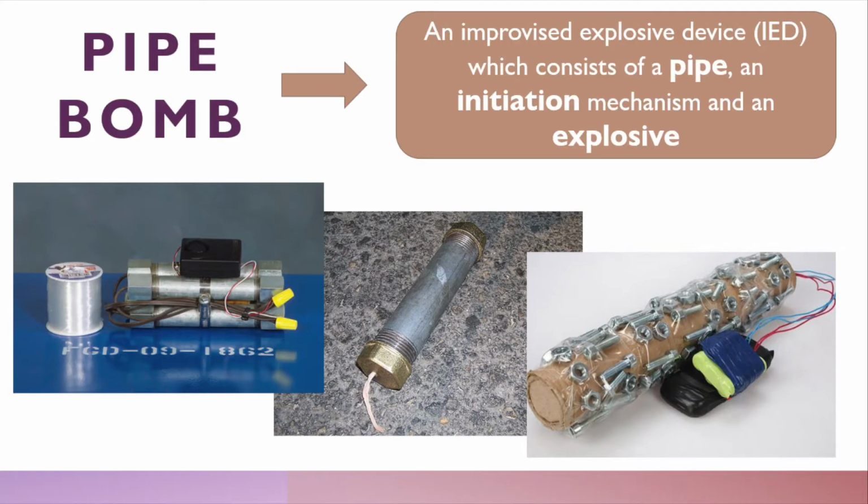Okay, so first, what is a pipe bomb? A pipe bomb is an improvised explosive device, IED, which consists of a pipe, an initiation mechanism, and also an explosive. Pictures that are included in my slides are examples of pipe bombs.